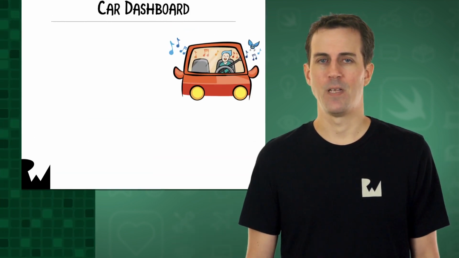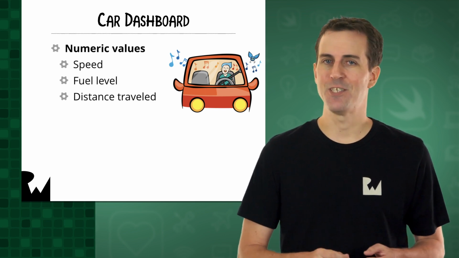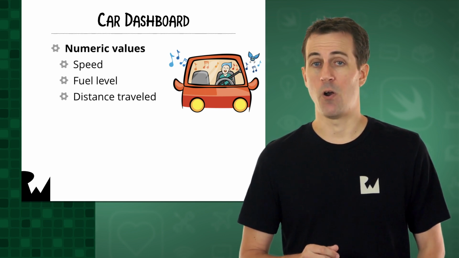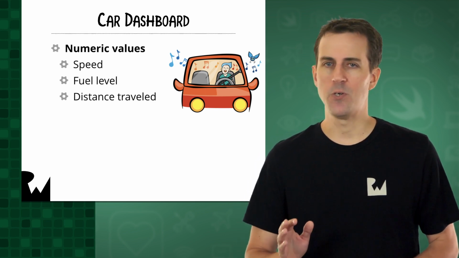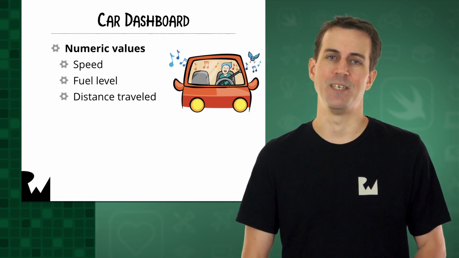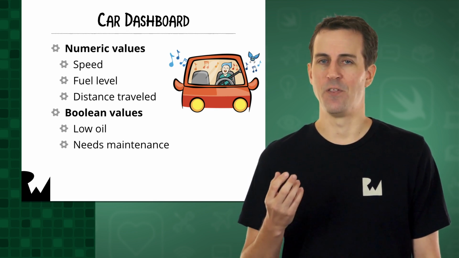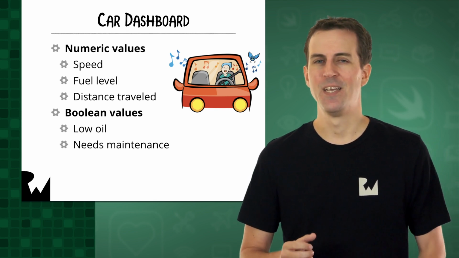A key part of programming with SwiftUI is state. Rather than start with the computer science definition of state, let's go with something that might be a little more familiar, the dashboard of a car. The most noticeable part of a car dashboard are probably its gauges and odometers. They show the car's current speed, fuel level, distance traveled, and so on, each of which is some kind of numeric quantity.